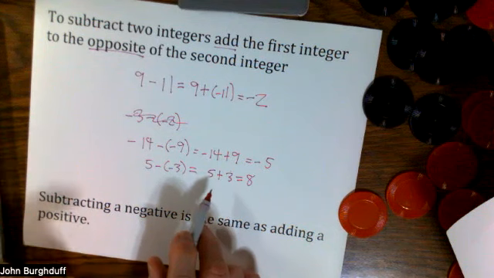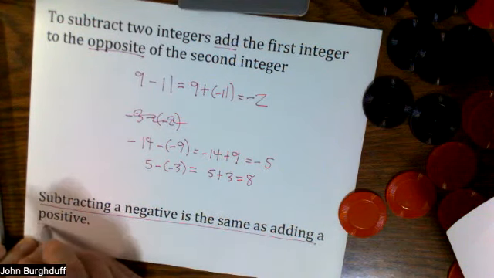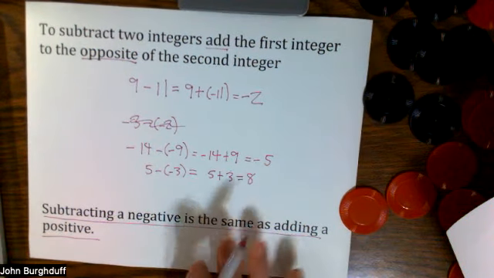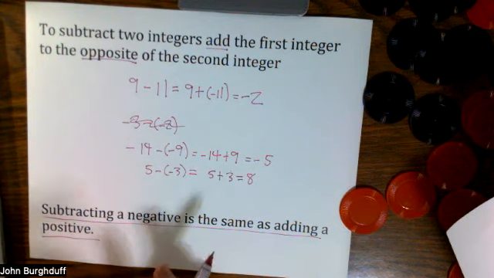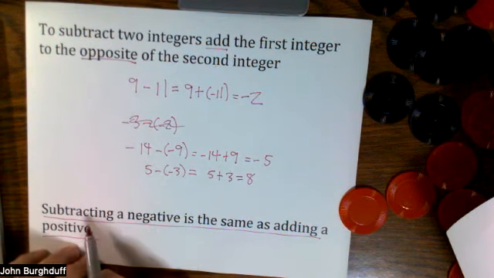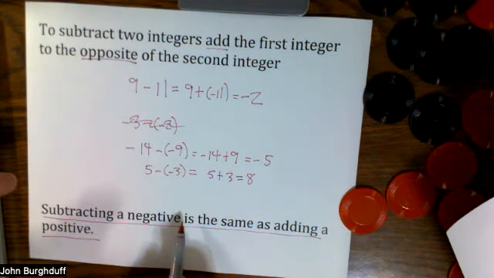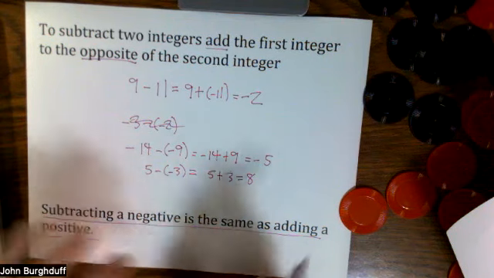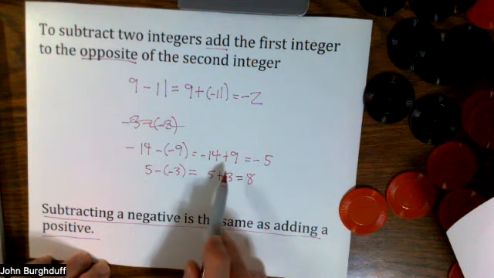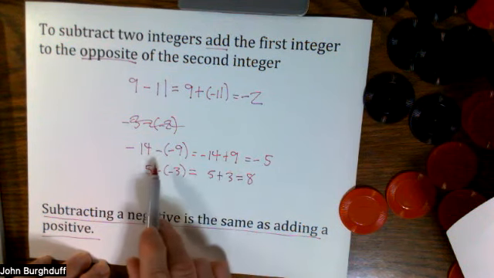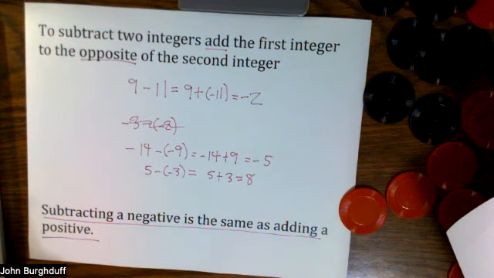And I wanted to do that to emphasize this statement, which can be thought of as a companion idea to the one at the top of the page, because this may be helpful as well. Subtracting a negative is the same thing as adding a positive. Same idea, add the opposite, but it may help you see that when you're subtracting a negative, what you really are doing is adding. Subtracting -9 is adding 9, subtracting -3 is adding 3.